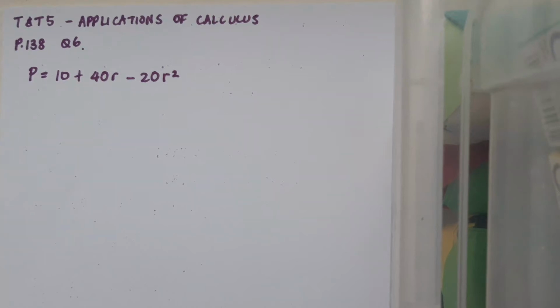This is a solution video for Text and Test 5, page 138, question 6. In this question, we're talking about population density of people living in a city, and it depends on the radius from the centre of the city. Just note the population is in thousands and the radius is in kilometres from the centre.